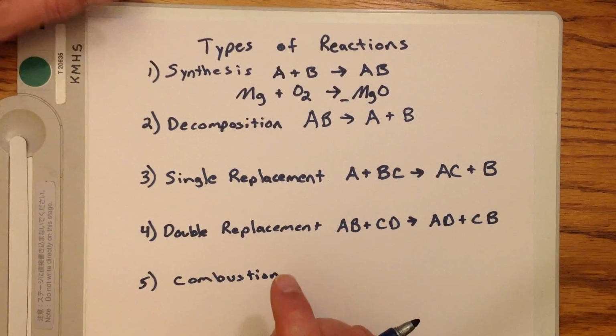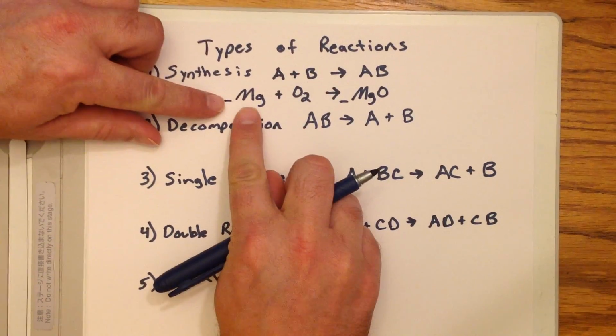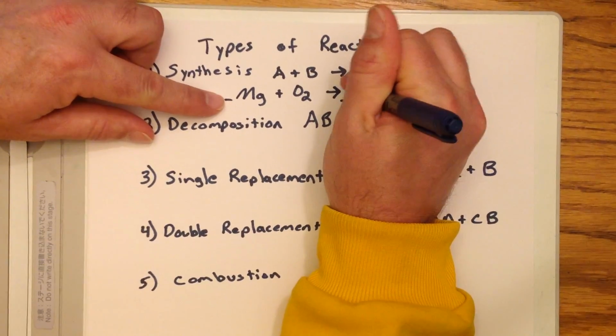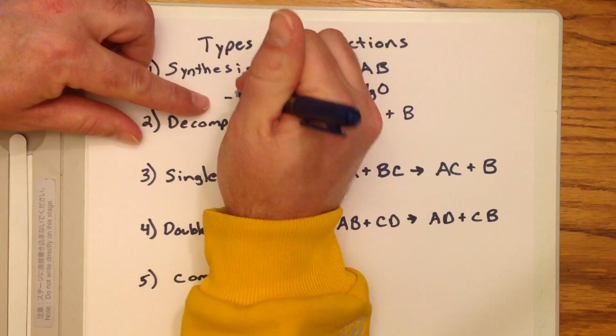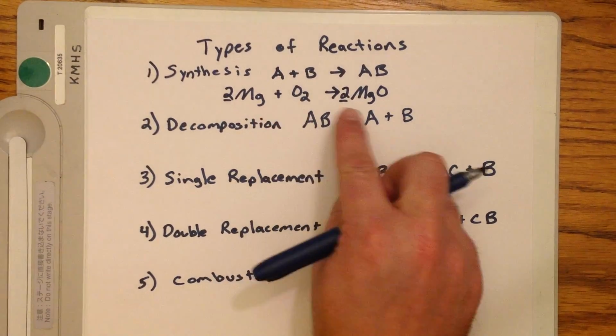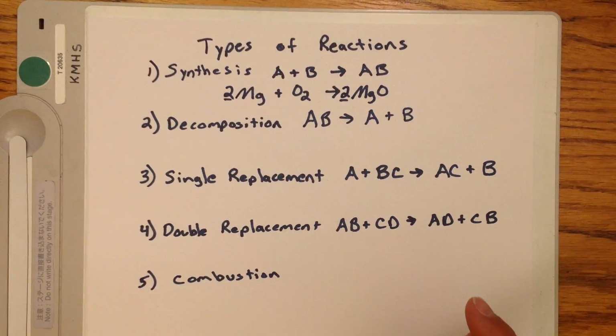So now how do we balance this? Well, we've got 1 Mg, 1 Mg, 2 oxygens, 1 oxygen. So I got to slap a 2 here, and that means I have 2 magnesiums and 2 magnesiums. So that's a balanced chemical equation for a synthesis type of reaction.